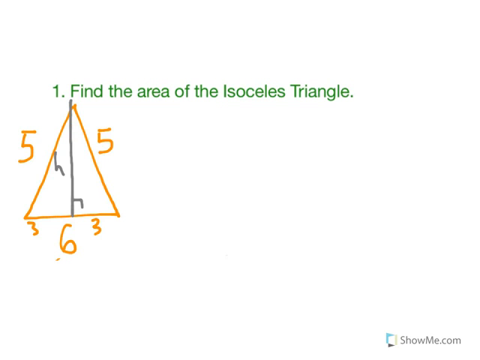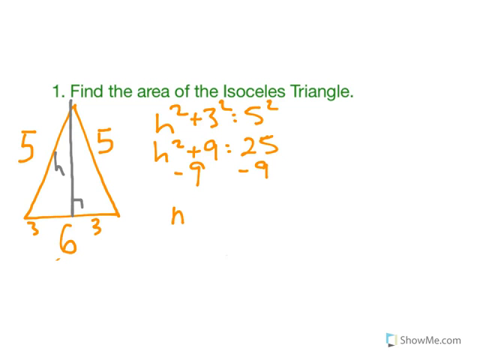Using our Pythagorean theorem, we can state that h squared plus 3 squared is equal to 5 squared. Let's simplify this a little bit. So it's h squared plus 9 is equal to 25. We want to get h alone, so we're going to subtract 9 from each side. Now we'll have h squared is equal to 16. Now we have to take the square root so we can get h, not h squared. So now I'll have h is equal to 4.